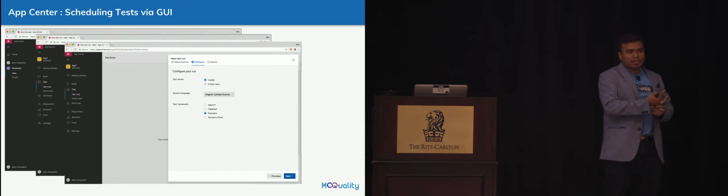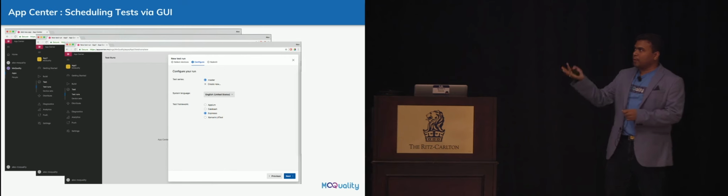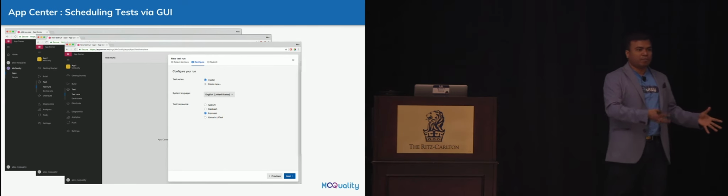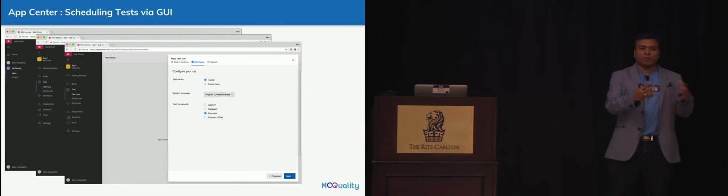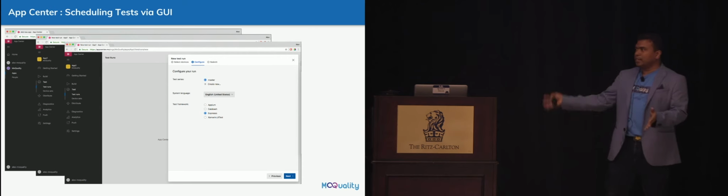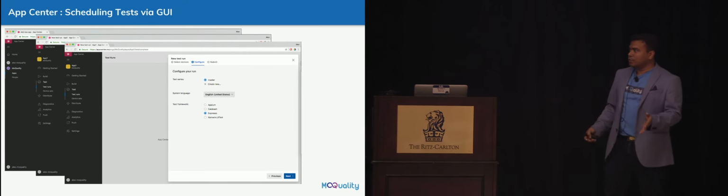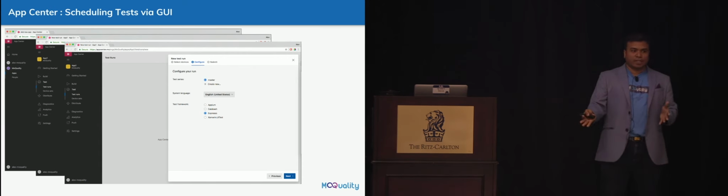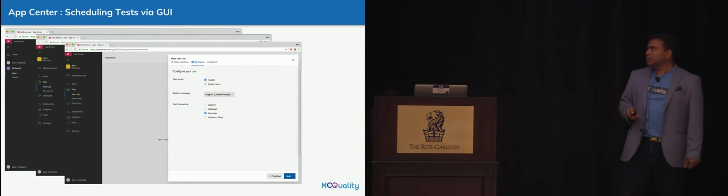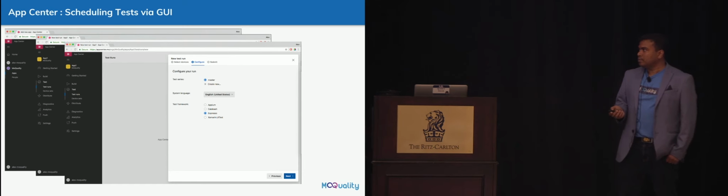Xamarin is a framework that Microsoft offers, where you can write once, run anywhere. Just like React Native or Flutter, you can write your app in Xamarin in C# and compile it for Android, iOS, and Windows phones, right? So Xamarin also has a UI testing offering. But they don't support a UI automator. That's one thing that I noticed.